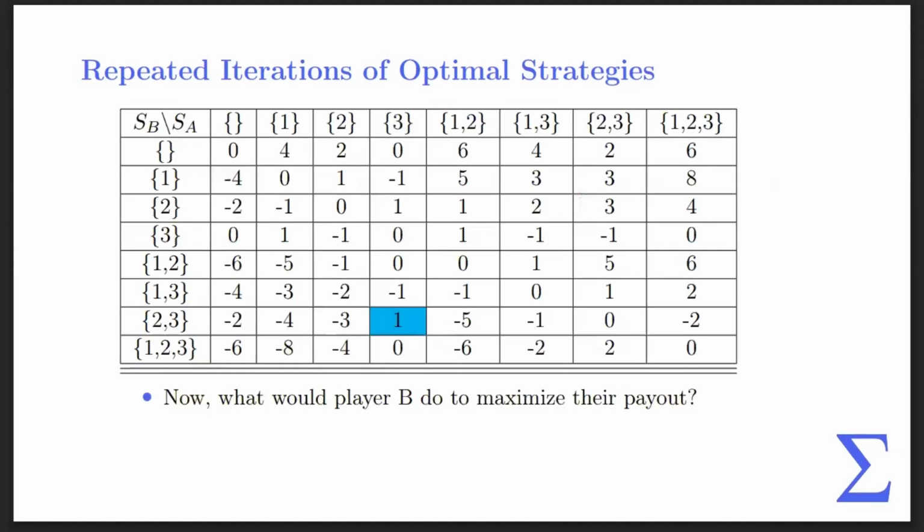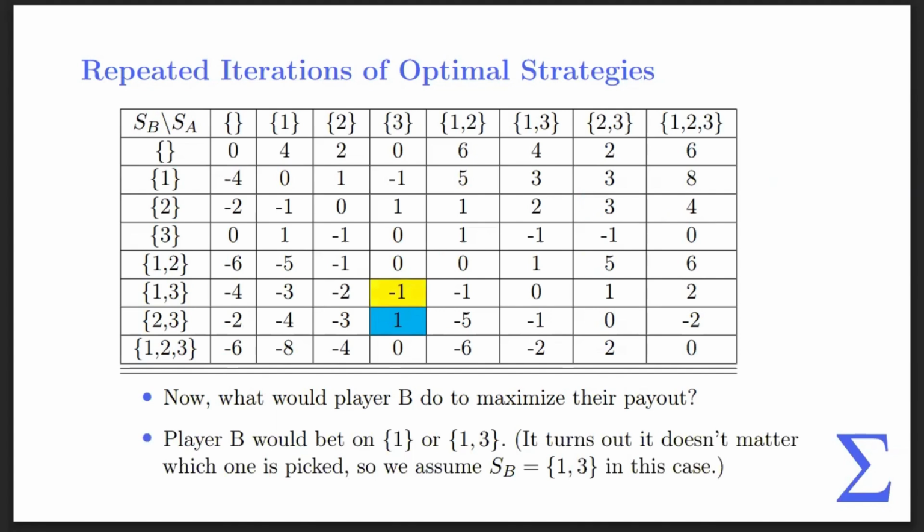So then, given that, player B is going to change their strategy. What do they pick now? One, or 1 and 3. Because now we're looking at this column here. Player A's strategy is fixed at 3, and player B's strategy is just one of those columns, but 1 or 1, 3 both work. It turns out it actually doesn't matter which one you pick. You can see that shortly, but we'll just assume they use 1, 3.